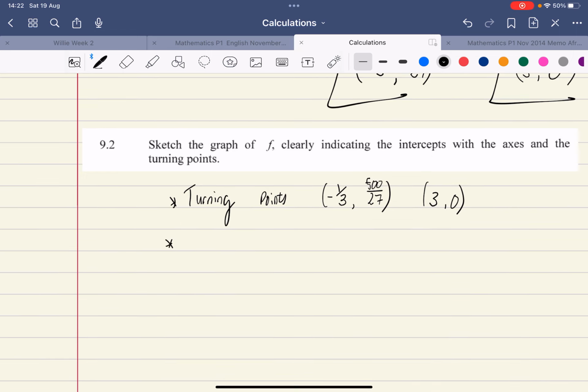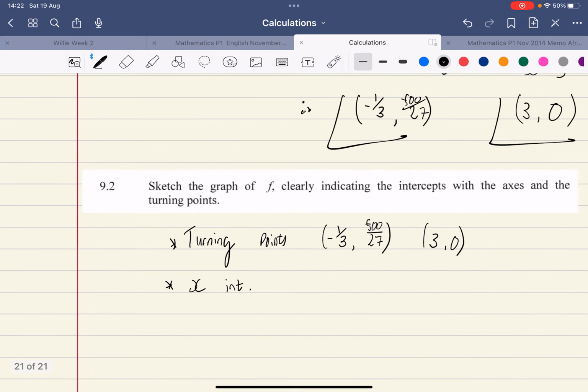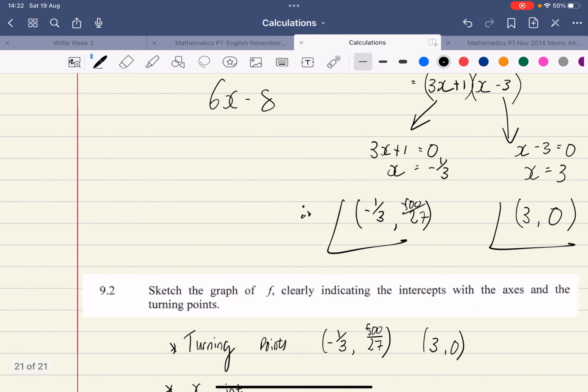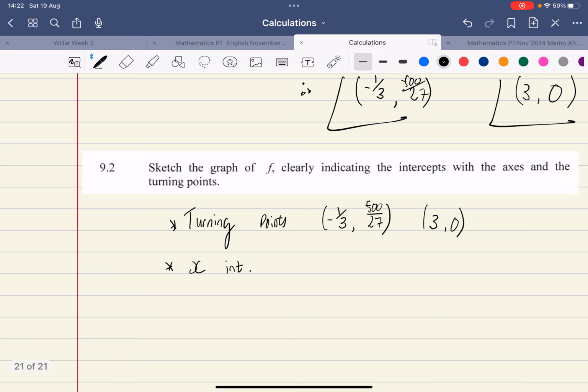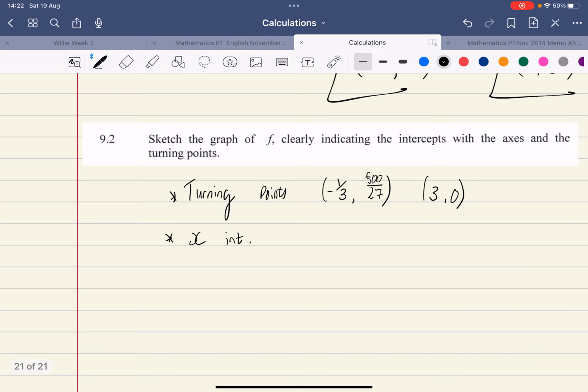What else do we need though? Well, we need the x-intercepts. So, what are those? We don't know those yet, so let's determine them. We know when we have a function and we want to find the x-intercepts, our y value will be equal to 0. So simple, all we need to do is plug in our y value, which is 0, into our original function and solve for x. So let's do that.